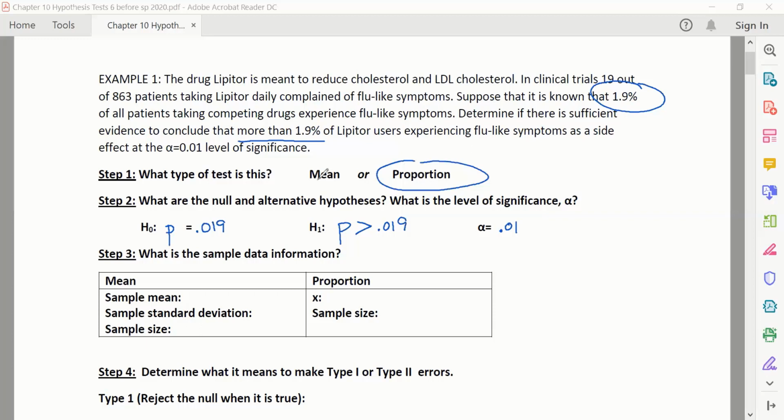So now I'll write that and then put the sample data in from the question, and then we don't have to look back at the problem. So it's a proportion question. You're just going to fill out the proportion side of this. So we're going to need to know what X is and the sample size is. So we said in the sample, we had 19 out of 863 patients. So X is your 19, and sample size is 863. So this is like your p-hat equals X over N, or your successes over your sample size.